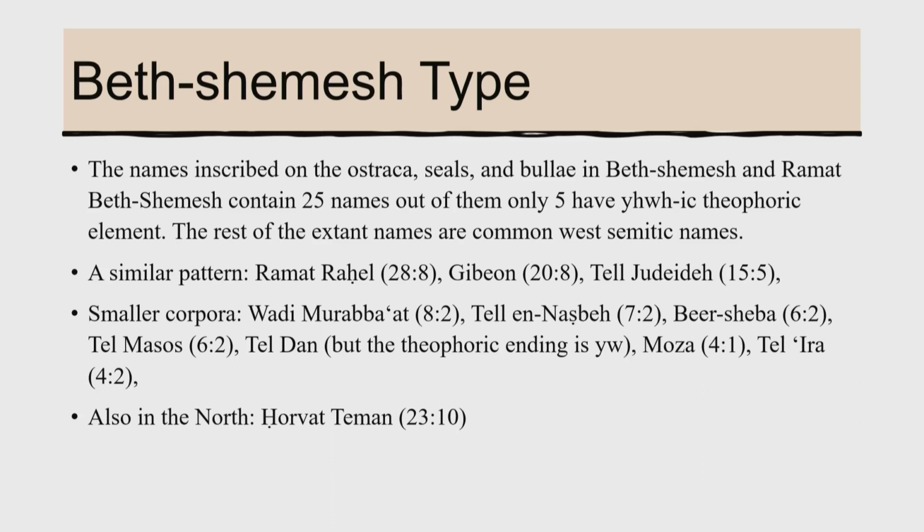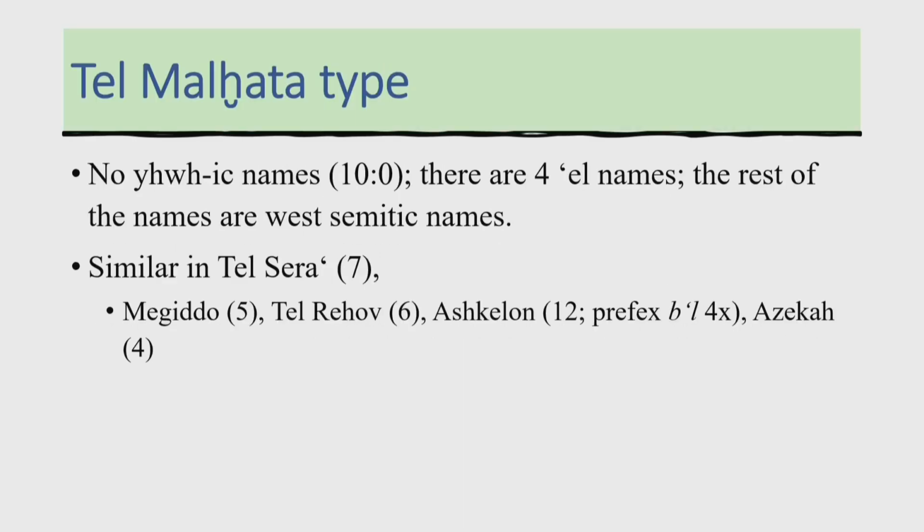So the point of this Bet Shemesh type is that the number of Yahvistic names is much, much lower in comparison with the so-called Jerusalem type. Now, I would like to move to the so-called Tel Malchata type, which is a site in Judah, and we have 10 names, no Yahvistic name. If you go to Megiddo, Tel Rehov, Ashkelon, Azekah, the same. No Yahvistic name at all. We have West Semitic names, sometimes also foreign names, but that's it.